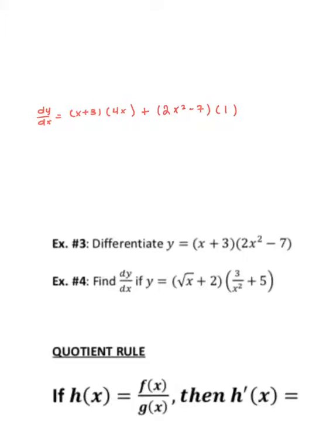But remember, the derivative of a constant is 0. So first times the derivative of the second plus second times the derivative of the first. And then you multiply things out, and you get 4x squared plus 12x plus 2x squared minus 7, which is 6x squared plus 12x minus 7. That is what dy over dx is equal to. The function that will give you the slope of the tangent line, or the instantaneous rate of change.